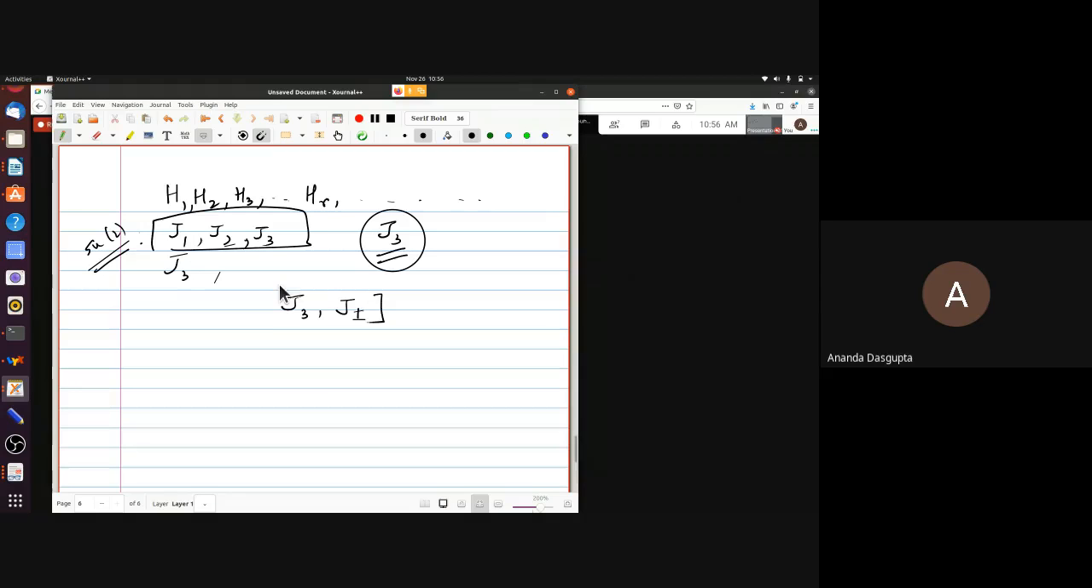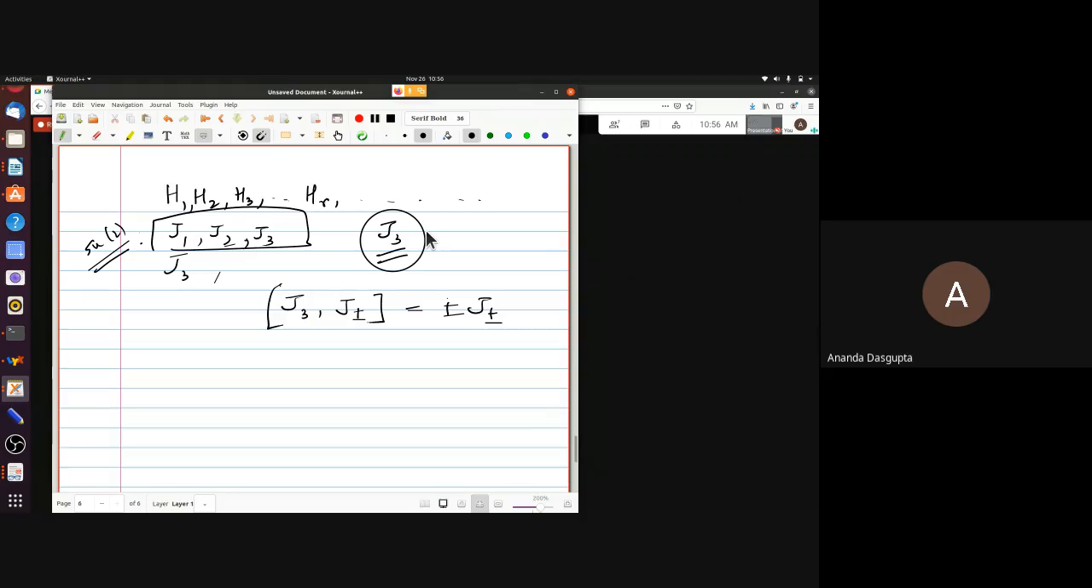In other words, J3's commutator with J plus minus turns out to be a multiple of J plus minus, right? For J plus, the multiple is 1. For J minus, the multiple is minus 1. And you all know that this is very, very important, right?